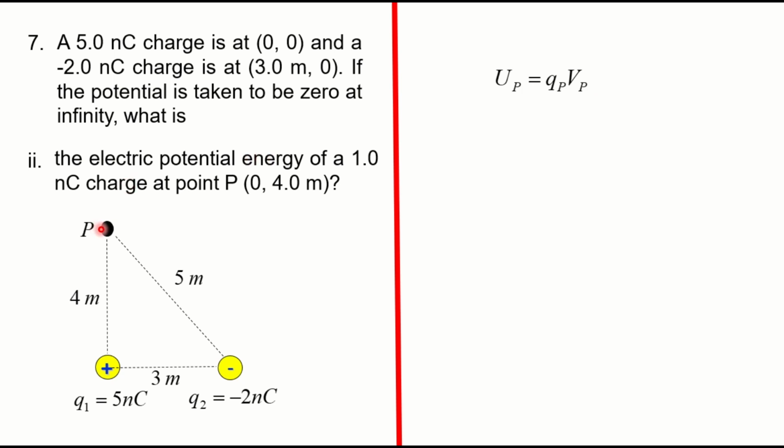So now point P is replaced with a charge of 1.0 nanocoulomb, so we can just substitute in the value QP to be 1.0 times 10 to the power of negative 9, because there's a charge at point P. And VP is the electric potential at point P. From our answer earlier, it's 7.7. So we get the final answer, the electric potential energy at point P, is 7.7 times 10 to the power of negative 9 joules.